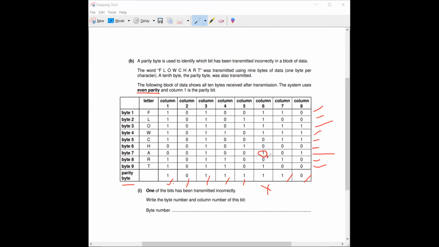This is the answer. That means we write down column 6 and byte 7. Some of you have put the correct answer, right? So I think you can understand that one.